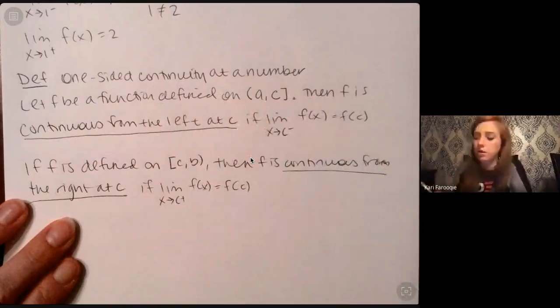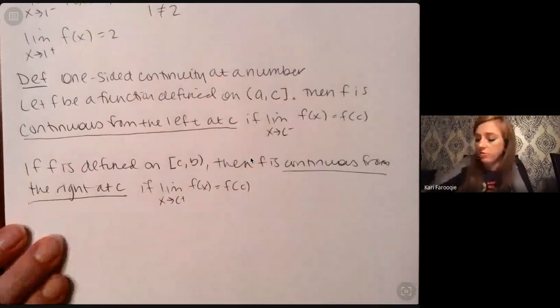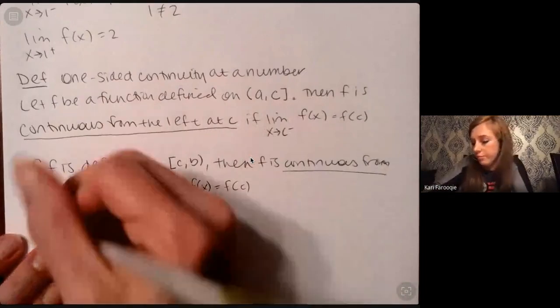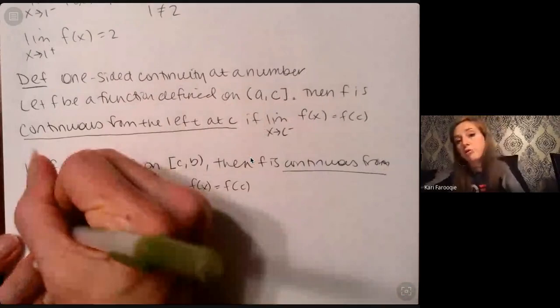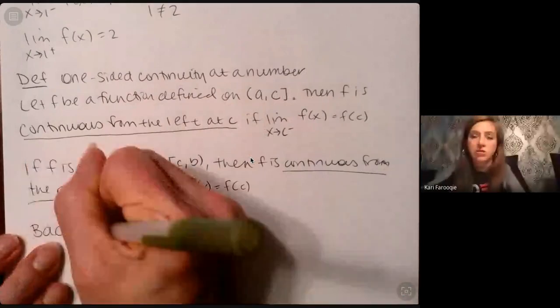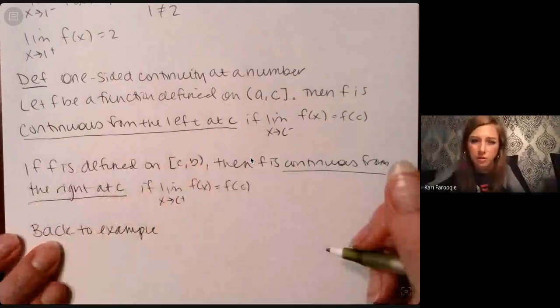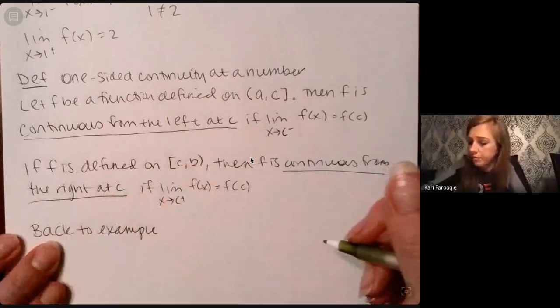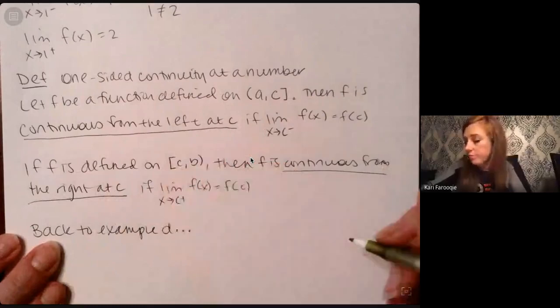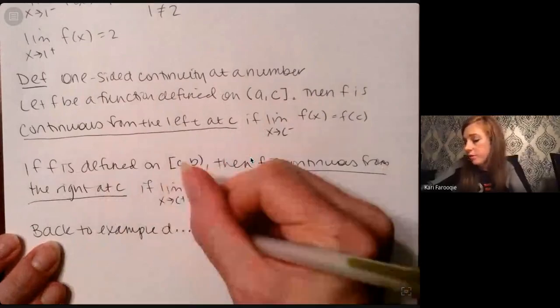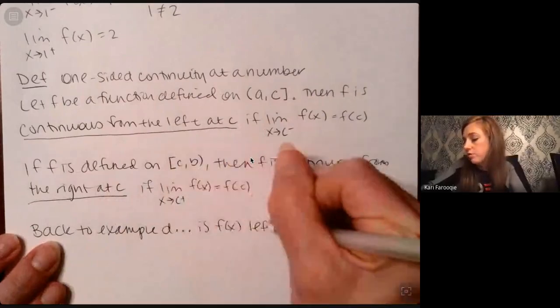Now going back to example D, because honestly, most of the time when we talk about one-sided continuity at a number, we're going to be thinking about this in terms of piecewise functions, most of the time. So back to example D, is f of x left or right continuous?